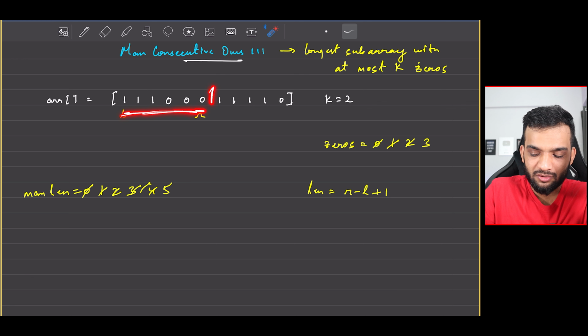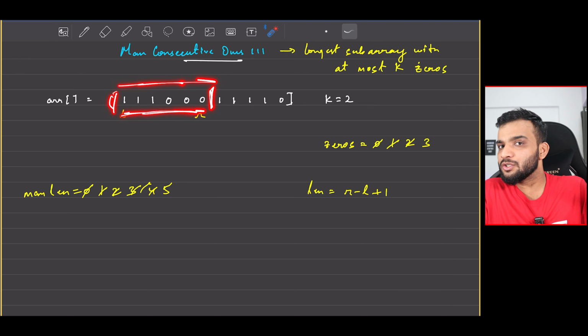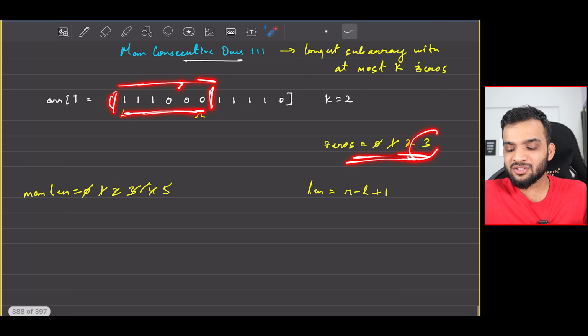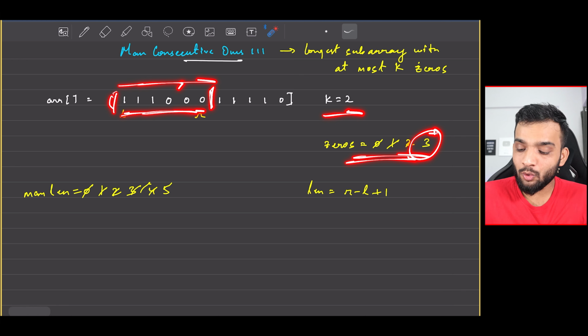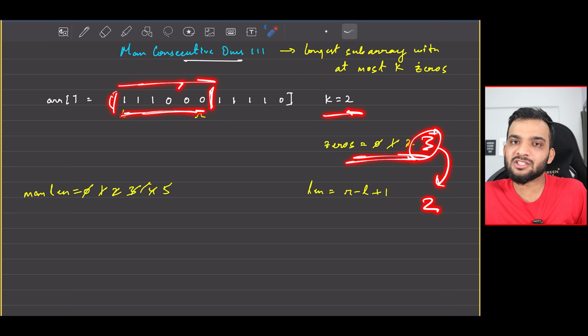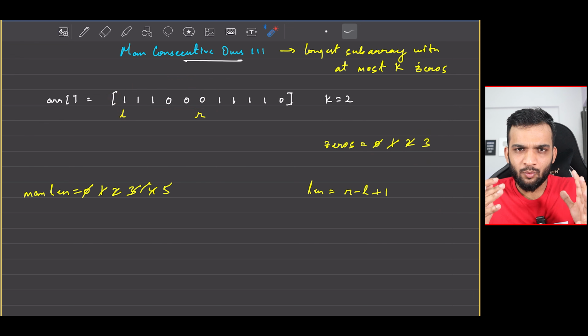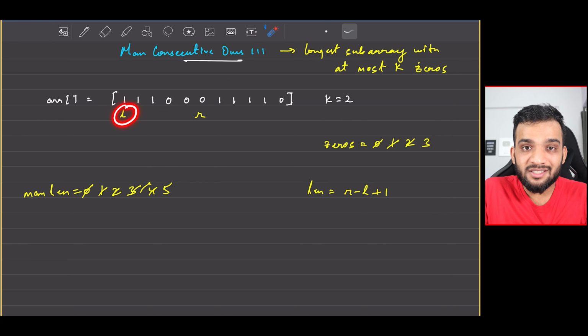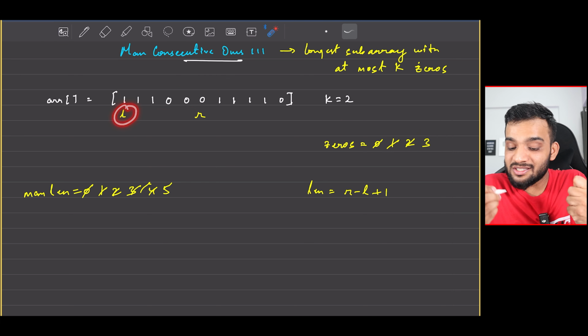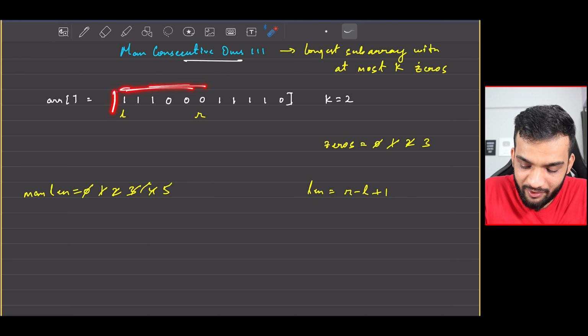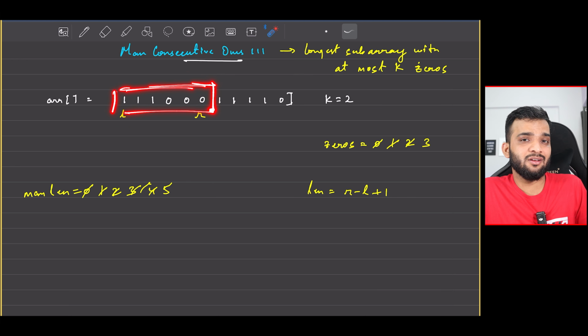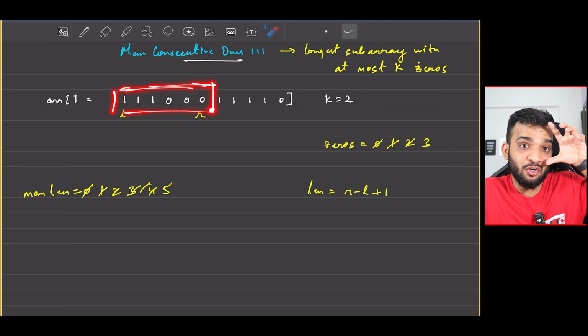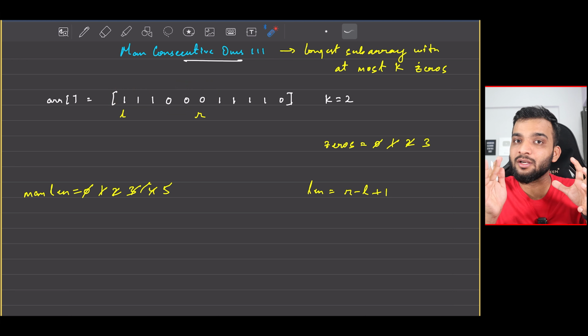Definitely, if I have this portion, I need to trim off some zeros so that the zeros get back to the maximum allowed. I need to trim off 3 to somewhere to 2 because 2 is the maximum allowed. What do I need to do? This is where sliding window comes in. Sliding window says, okay, this is the window that you were considering.